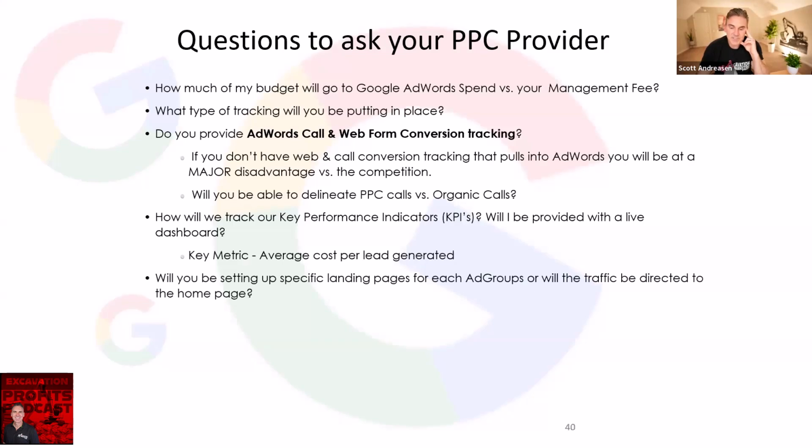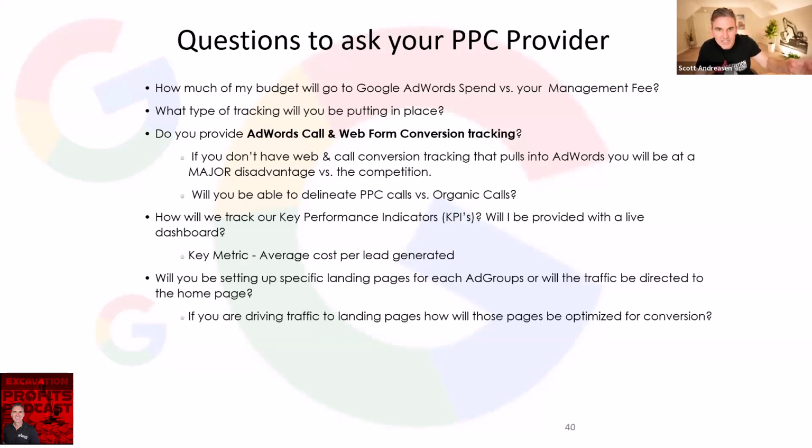Will you be setting up specific landing pages for each ad group, or will the traffic be directed to the website homepage? Don't let them get lazy on you, guys. If you are using a pay-per-click provider, don't let them be lazy. Use specific landing pages based on each ad group of the services that you offer. And if you're driving traffic to landing pages, how will those pages be optimized for the conversion? I think you should have an understanding of that. Okay, that once the traffic goes to a page, how are they getting them to convert? And then do you split test ads for each ad group? It's possible to be running tests simultaneously and making improvements automated over time. That technology exists. That's called split testing.